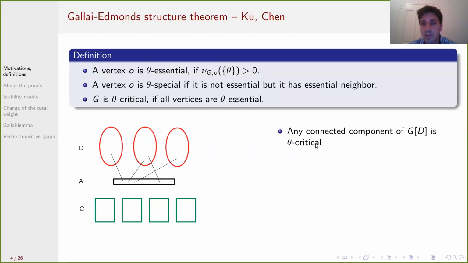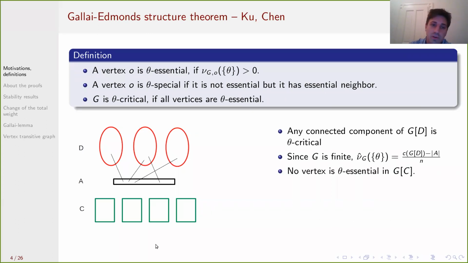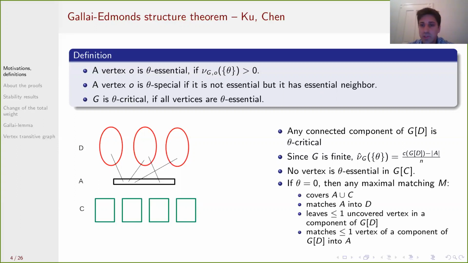Then the structure theorem tells us that every connected component of the essential part is critical. Another, the size of the atom at theta will be exactly the number of connected components of the essentials minus the size of the special vertices divided by. Okay, so out of this structure, we can read out this quantity. Also, if we restrict our graph to the lower part and we take any vertex there, it will be not essential.